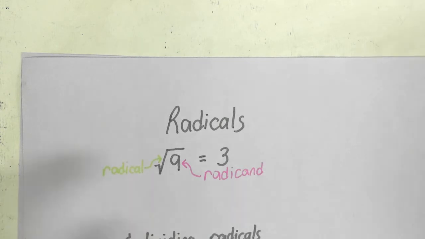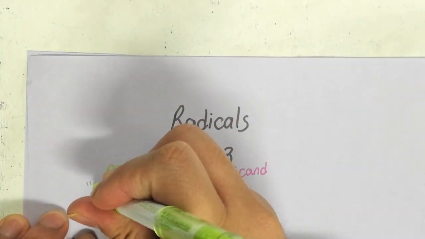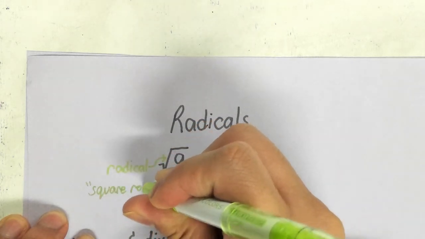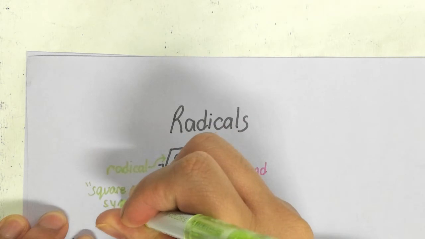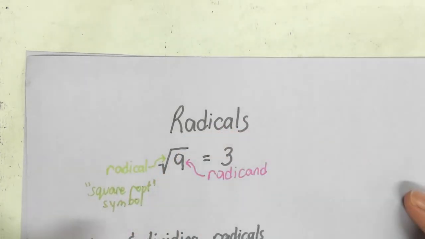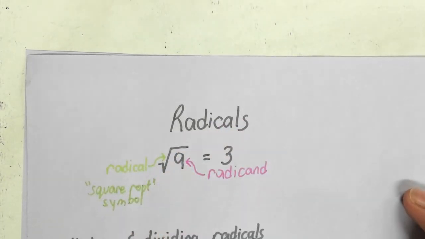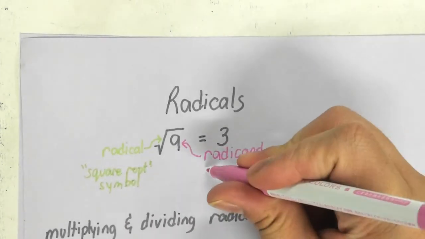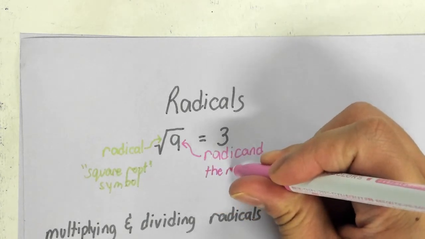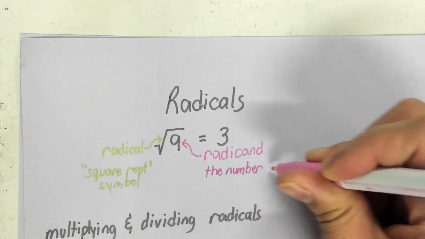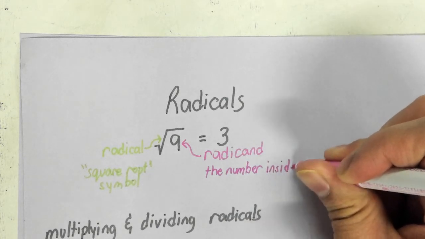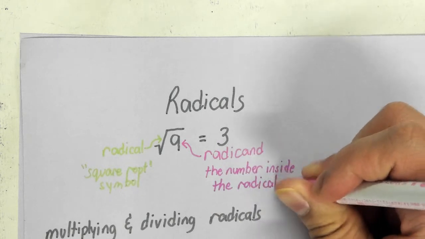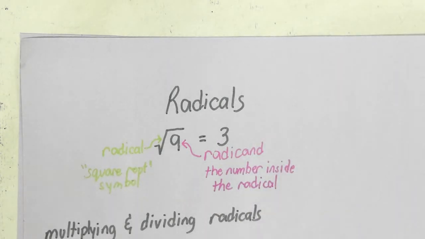Radical is what you normally call the square root symbol. So we call that square root symbol the radical. Radicand is what you call the number inside the square root. So these are just some vocab terms, radical and radicand.